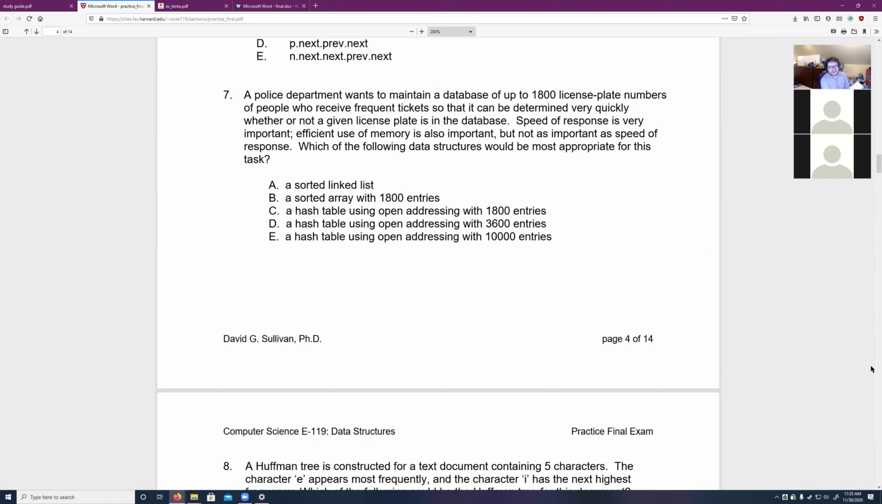So in this case, D is our correct answer because C is O of n time. It takes forever to find that one spot; you have to check every spot. With D and E, you find it very quickly.